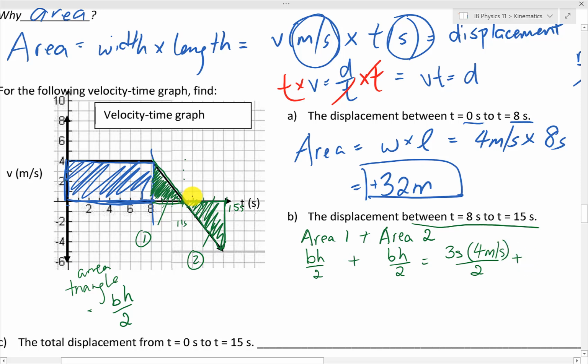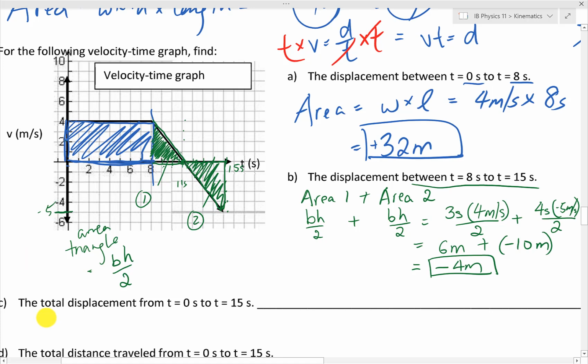For the second segment, we have our base as 1, 2, 3, 4, so that's 4 seconds. And our height, now here's the part you've got to be careful with. The height is 1, 2, 3, 4, 5, but it's not positive 5, it's negative 5. So we have negative 5 meters per second, divided by 2 for the area of a triangle. So the top, 3 times 4, 12 divided by 2, is 6 meters, plus 4 times negative 5, negative 20. Negative 20 divided by 2 is negative 10. Don't forget the negative, that's very important. So this comes down to a total of negative 4 meters.